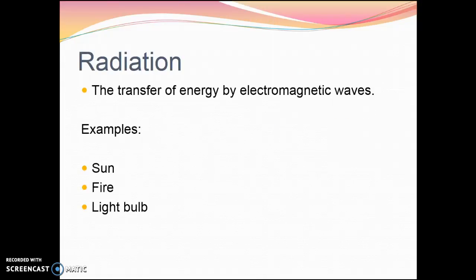So when we look at radiation, it is the transfer of energy by these electromagnetic waves. Later on, we're going to talk about the different types of electromagnetic radiation and what they do, especially when we start to talk about waves. So examples of radiation would be the sun, fire, so if I were to light a fire, that would put off radiation, and a light bulb, so visible light, the light that's in this room, that's going to be an example of radiation.